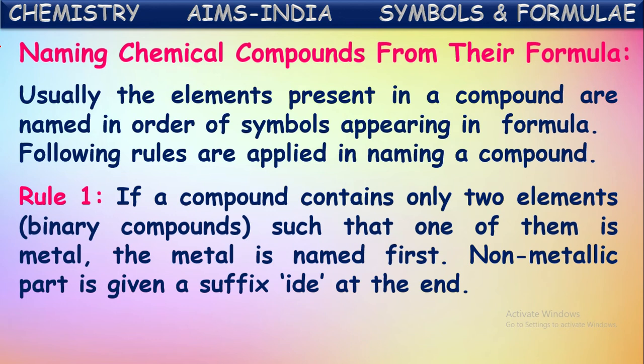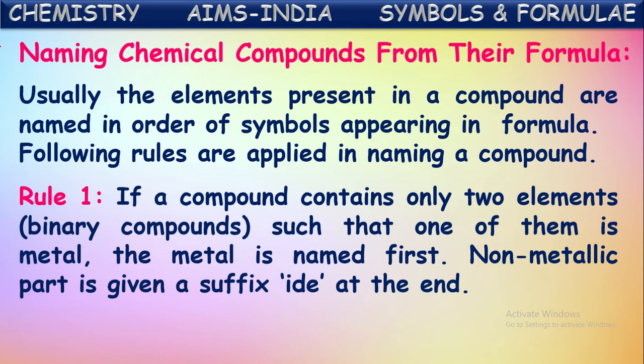Among them, the first one is: if a compound contains only two elements, then that is called a binary compound. Binary means a two-element compound. The compound which is made up of two elements is said to be a binary compound. While naming such compounds in which one of them is a metal, the metal is named first. The non-metallic part is given the suffix "ide" at the end of the name.